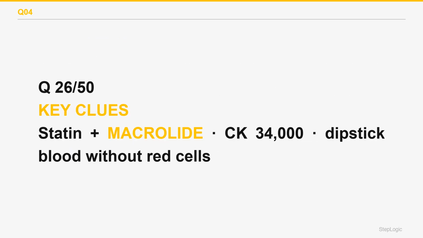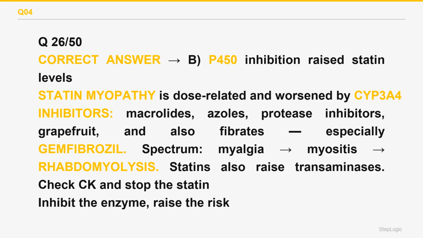Simvastatin is metabolized by CYP3A4. Clarithromycin is a potent CYP3A4 inhibitor, so statin levels rise several fold, and statin myotoxicity is concentration dependent, progressing from myalgia to myositis to frank rhabdomyolysis, with the creatine kinase elevation seen here. The positive dipstick for blood with no red cells reflects myoglobin, exactly as in the rhabdomyolysis discussed in the renal session, and it threatens pigment-induced acute kidney injury. The correct answer is B.